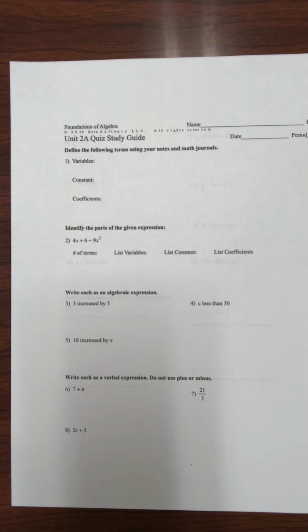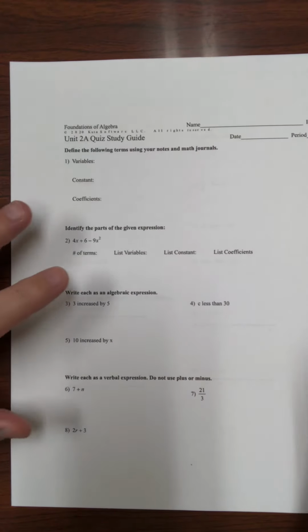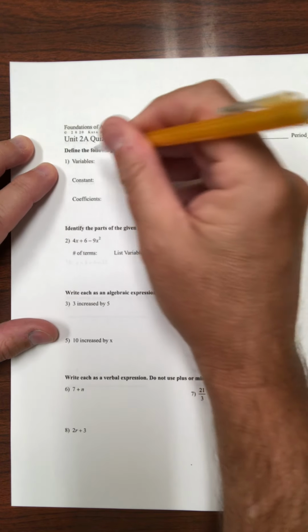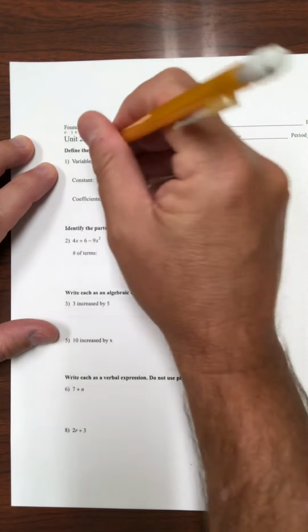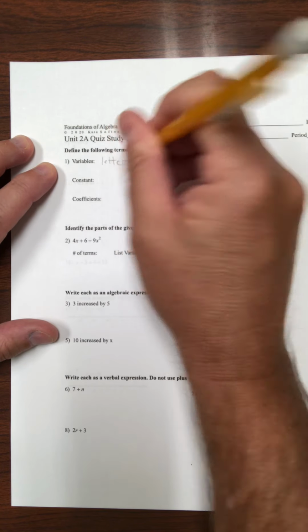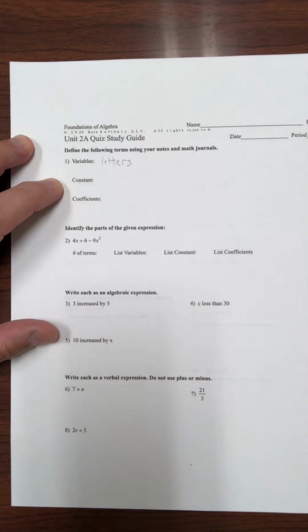All right, so here is your Unit 2A quiz study guide. We've got some terms to define first. First is variables. Variables are just simple. We're just going to say that they are letters. I don't have my pen. I'm using a pencil. I hope y'all can see this.